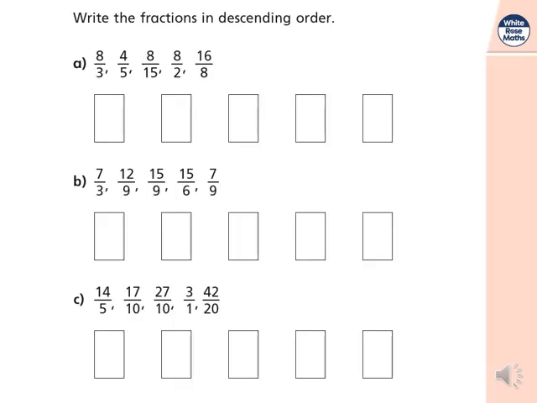For these ones, it says write the fractions in descending order. Remember, descending means largest to smallest. So again, having a look at your numbers and knowing your times tables, how could you change your denominator or numerators so they are all the same? And then that will help you remember. Try and remember the rules if the numerators or denominators are the same. Pause the video and have a go.